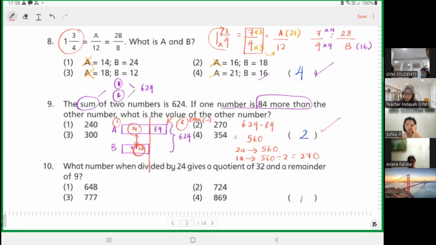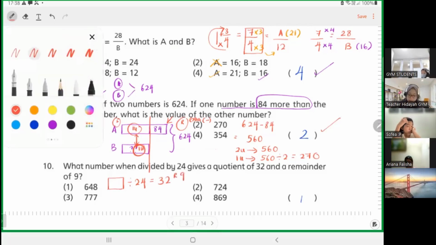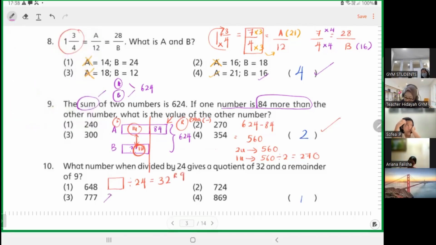Okay. Number 10. What number when divided by 24 gives a quotient of 32? So what number divided by 24 gives me 32 remainder 9? This is what the question is asking. So how do I get this? I take 32 and do the opposite. Since it's division, I will do the opposite, I times. 32 times 24, my answer plus 9. The remainder must be added in. Equals to 777. Answer is number 3.